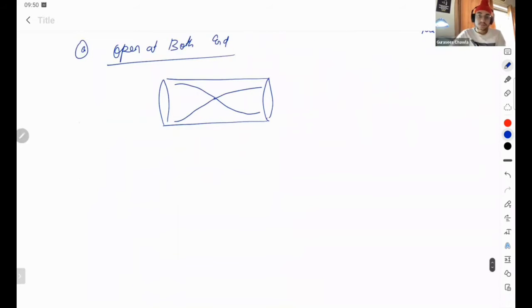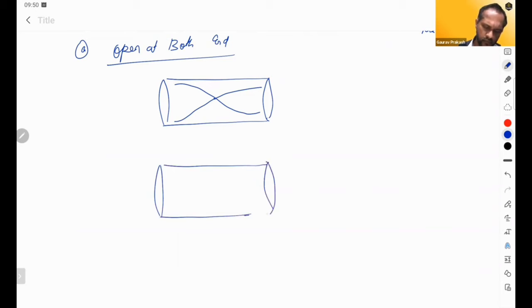Then the next highest mode of vibration will be like एक यहाँ पे बनेगा. This is the next mode, highest mode of vibration. Right. So there is node this side. तो यहाँ पे node है.